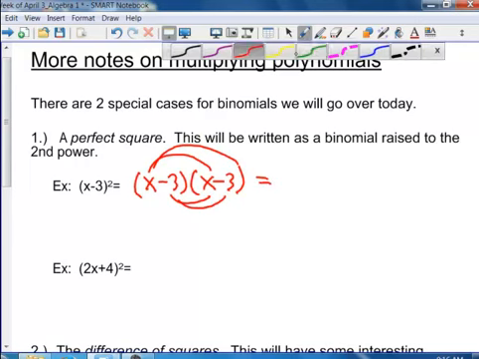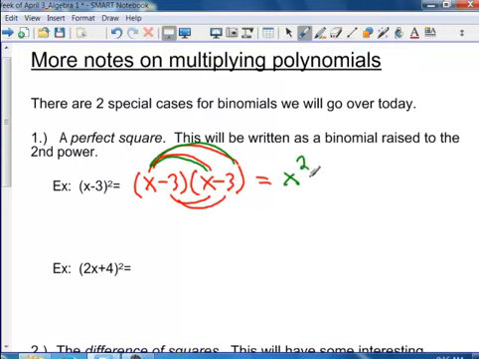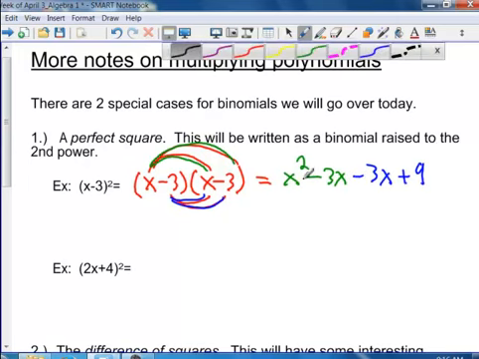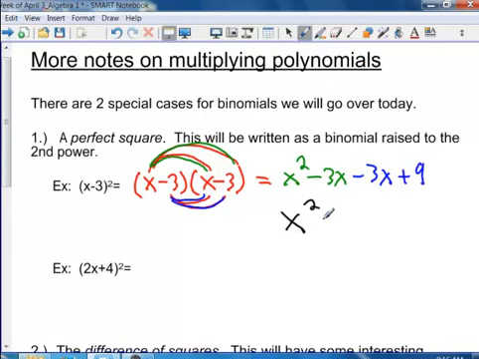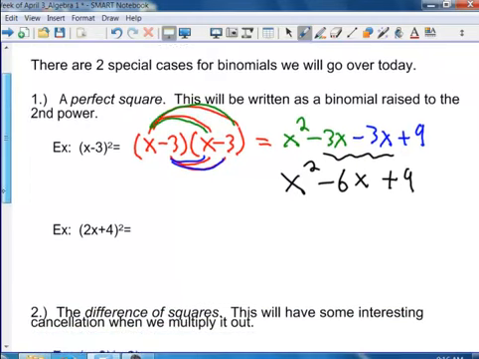So what's that going to be? Well, we should probably just change colors here. x squared minus 3x. We talked about this yesterday, I think. Minus 3x plus 9. So now we're good. So now we have x squared minus 6x, which is this, plus 9. So we should be pretty comfortable with that. We could try this one here.